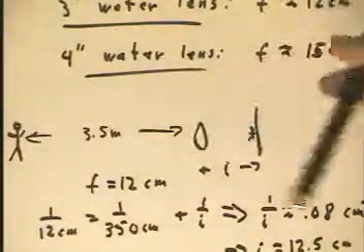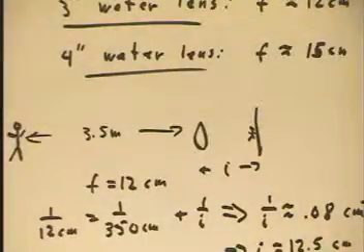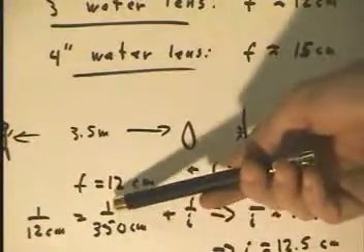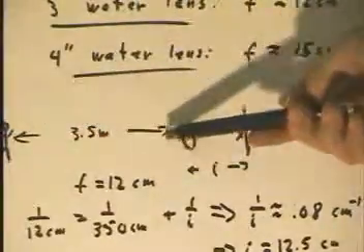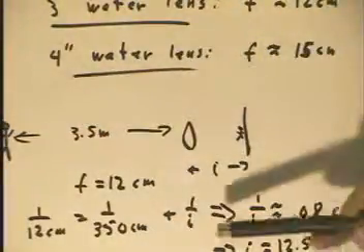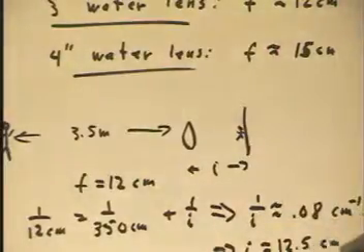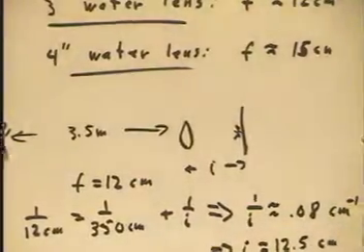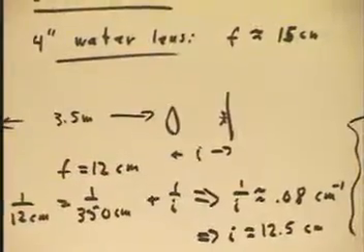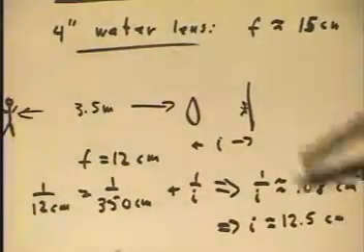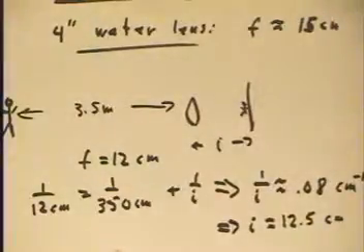Okay, the focal distance is 12 centimeters. Using 1 over f, 1 over the focal distance of 12 centimeters equals 1 over o, the object distance of 3.5 meters or 350 centimeters, plus 1 over i tells us that the image should have formed at about 12.5 centimeters. And indeed, that's where the sharpest image did seem to form, at about 12.5 centimeters behind the lens.